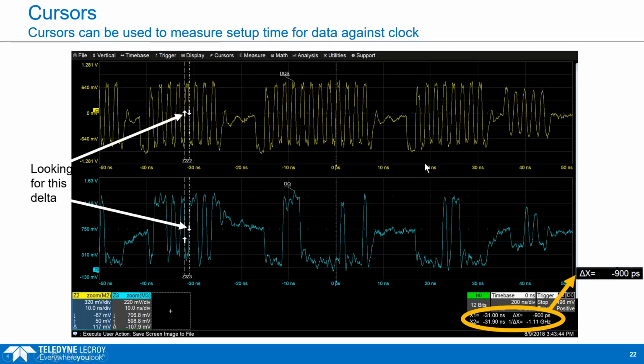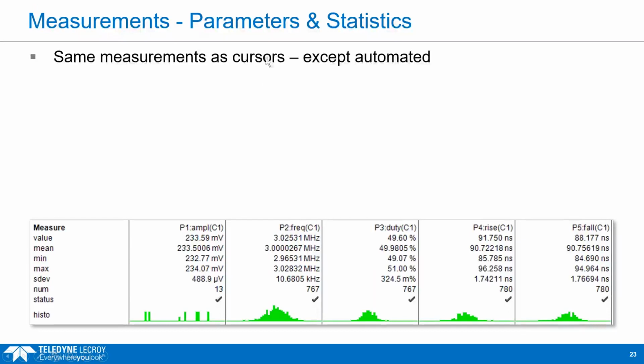Okay, and then here's another application for cursors before I move on. This is the setup time from the clock to the data, and that is also measured by hand, visually, with on-screen readout and on-screen positioning, but we're measuring 900 picoseconds for that clock to data time. So those are examples of using parameters. Cursors, I'm thinking ahead. But parameters will give you much more accurate, higher resolution measurements. So we're going to move on now to parameter measurement.